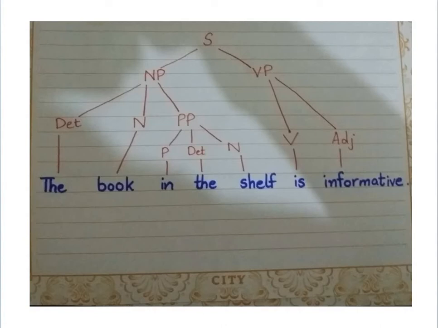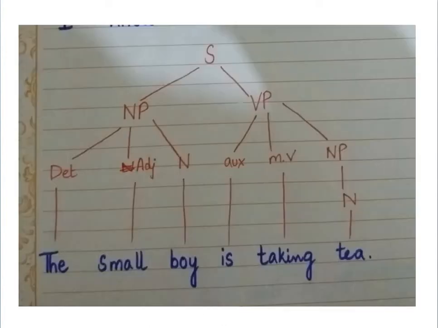So in this example you can also write it as the noun phrase, which again consists of a prepositional phrase, noun and determiner, and the verb phrase consists of a verb and an adjective. So next example: the small boy is taking tea.